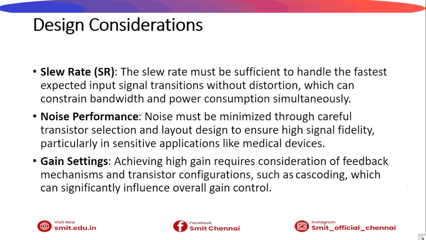Finally, the gain settings. To achieve high gain, we must often employ feedback mechanisms, which stabilize the gain and reduce distortion. We also look at specific transistor configurations like cascoding, which, as we discussed, can significantly influence and boost the overall gain and capabilities of your amplifier.